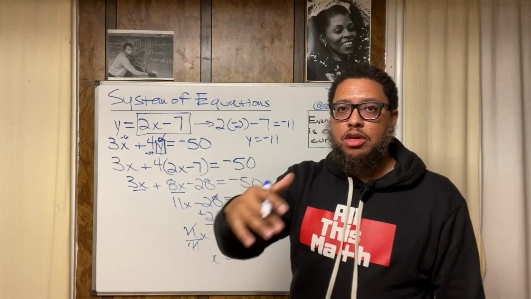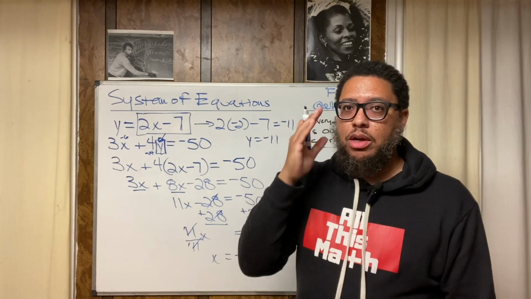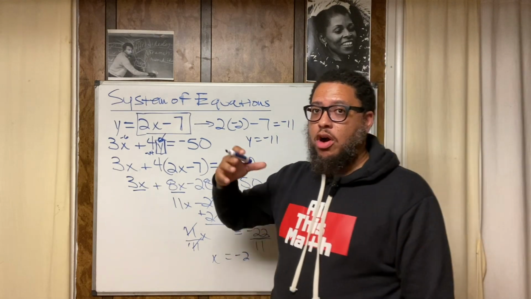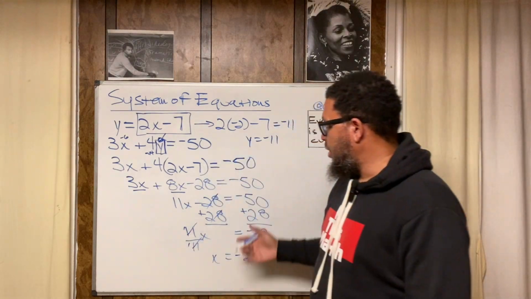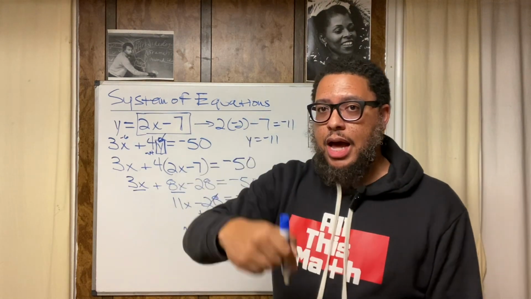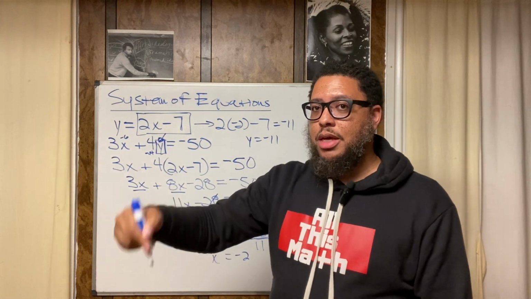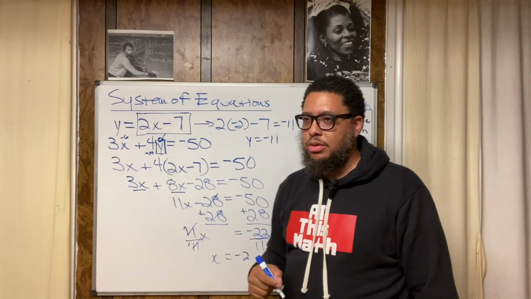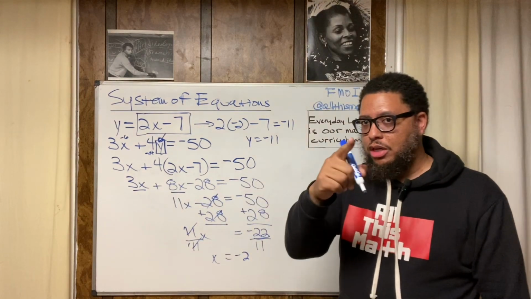Because in math, we're looking for the truth. So if the numbers that we arrive at give us the truth, then that means that they are correct. When the numbers give us a lie or a falsehood, that means that they are incorrect. It's that simple. Keep that in mind. In math, we're looking for the truth.